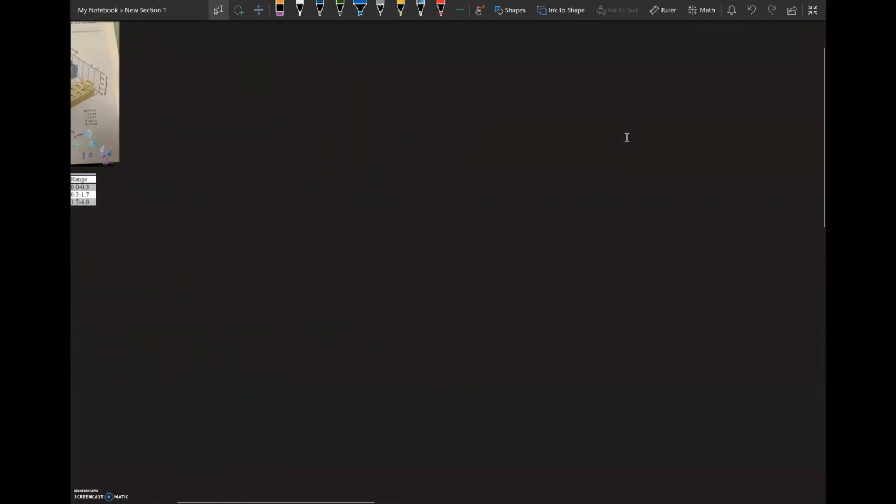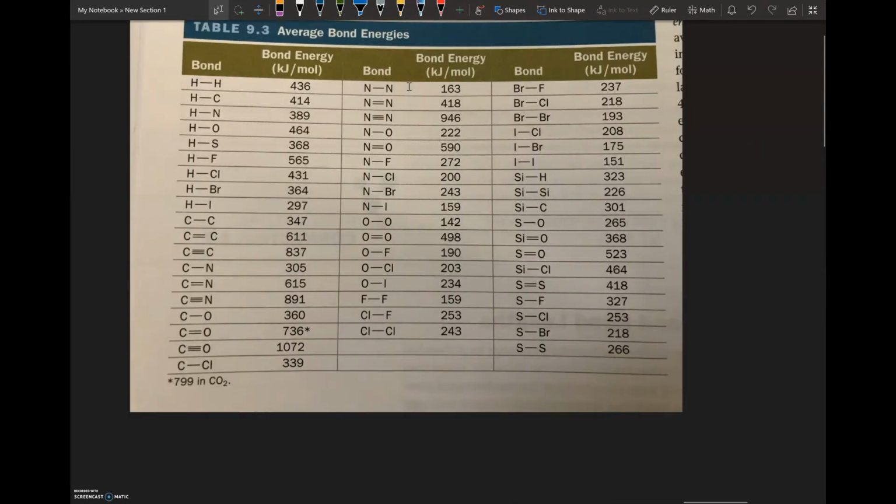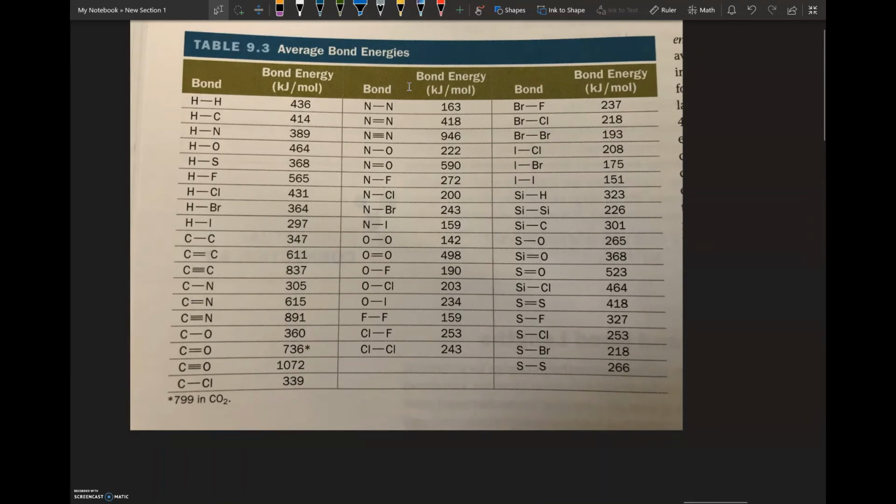Okay, so in this section we're going to be talking about bond energies and what they are. So I'm going to pull up a table here, and this table lists all the average bond energies that you're going to be able to find and need to use in doing specific calculations.